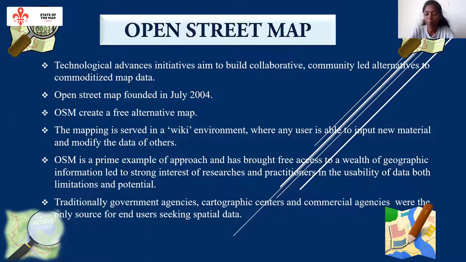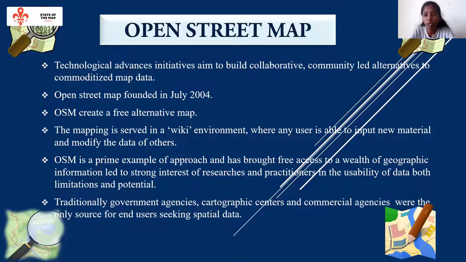data of others. At the same time, recent years have seen new ways of collecting geographical information via the crowd rather than organizations. OSM is a prime example of this approach and has brought free access to a wealth of geographical information for many parts of the world. The increasing availability of very rich data sets of freely available geographical information leads to strong interest of researchers and practitioners in the usability of this data, its limitations and potentials.